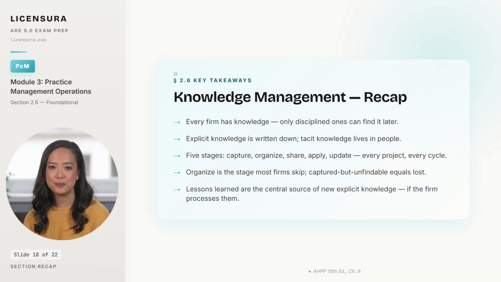First, every firm produces knowledge every single day. The firms that compound an advantage are the ones disciplined enough to find that knowledge again 6 months later. Second, explicit knowledge is documented and searchable, while tacit knowledge lives in people, and the 2 categories need different systems to preserve. Third, the AHPP describes a 5-stage strategy: capture, organize, share, apply, update, and every stage fails differently when it is skipped.